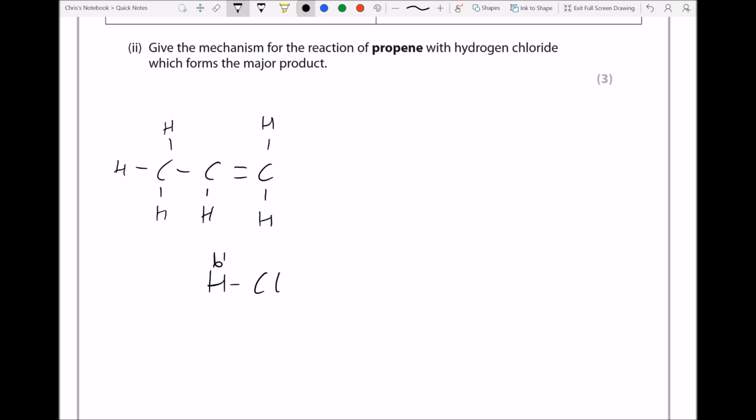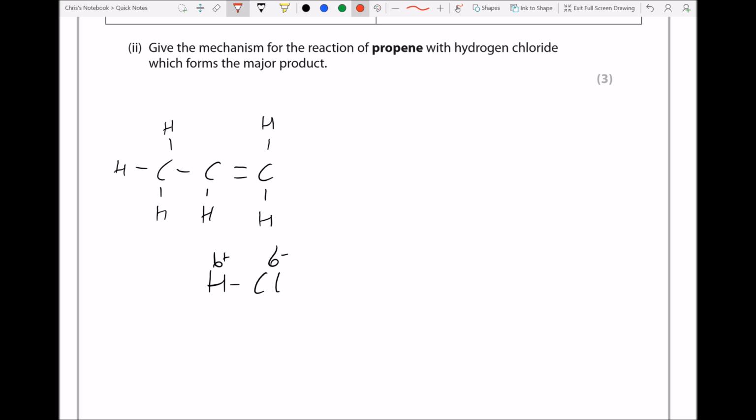Now HCl has a delta positive hydrogen, delta negative chlorine. Chlorine's more electronegative. Okay, we're going to basically draw our mechanism. Now mechanisms have curly arrows. Curly arrows always start from an area of high electron density. So in this case, the high electron density is in the double bond. So the arrow is going to go from the double bond and it's going to go to an area of low electron density or electron deficiency. And that's going to be the delta positive hydrogen.